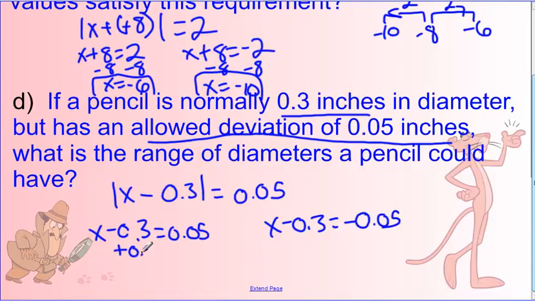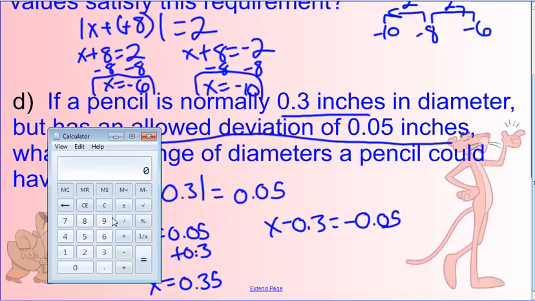Add 0.3 to both sides. These cancel. X equals 0.35. Don't believe me? Check it. 0.3 plus 0.05, 0.35. Told you so.